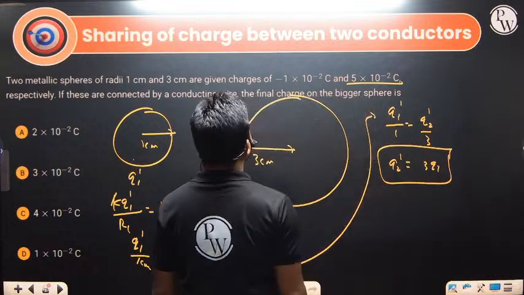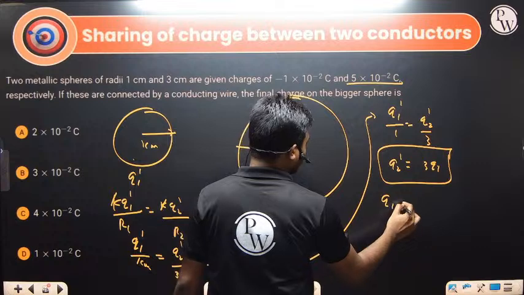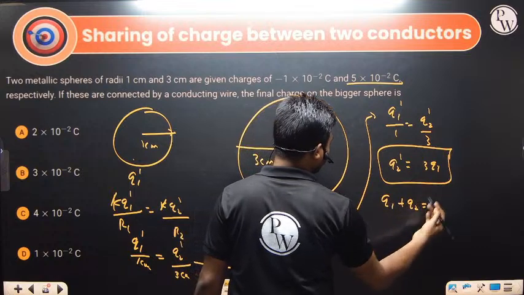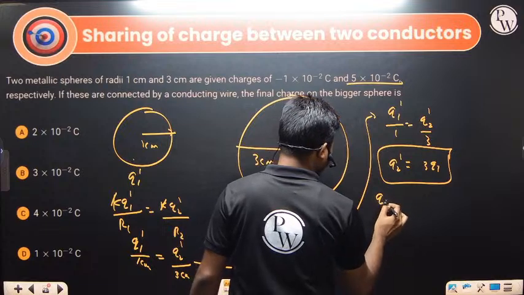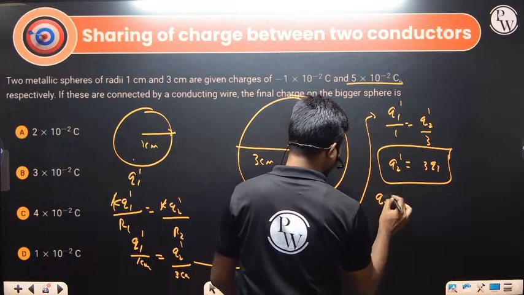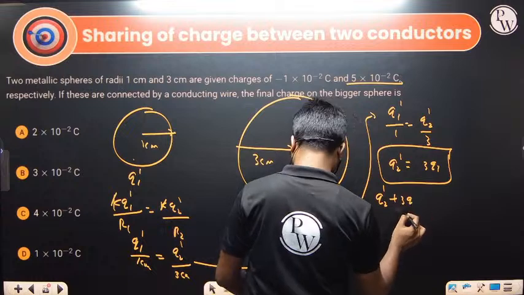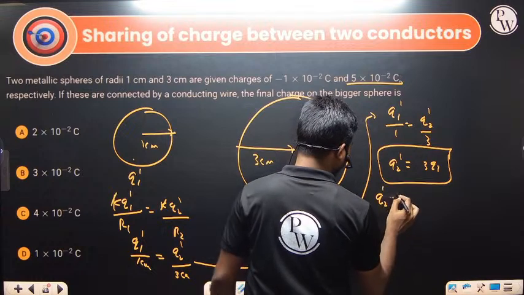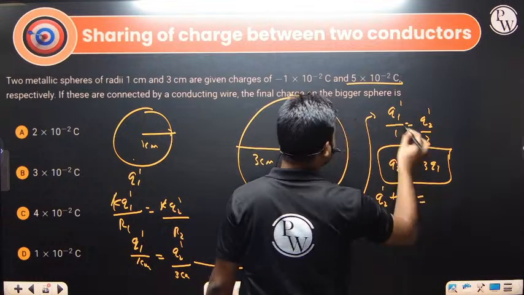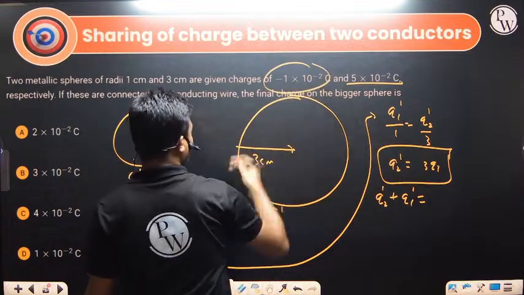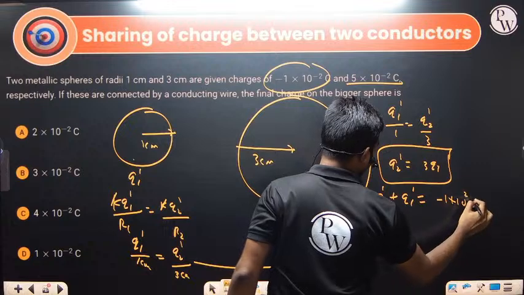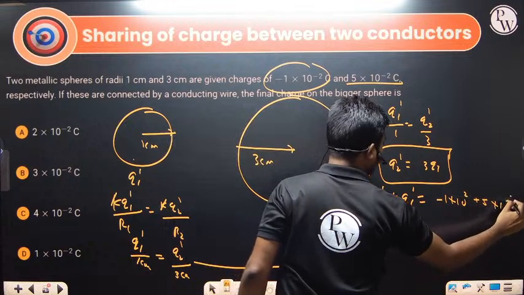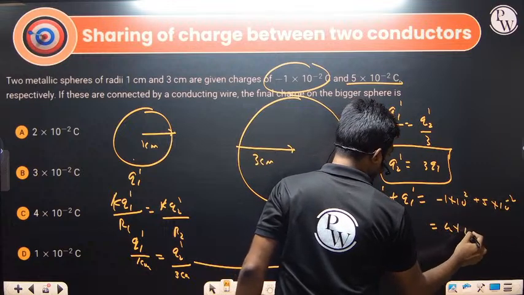Second, the total charge should be conserved. So Q2 dash plus Q1 dash should be equal to the total charge. What is the initial charge? Minus 1 times 10 to the power minus 2 plus 5 times 10 to the power minus 2. We get 4 times 10 to the power minus 2.